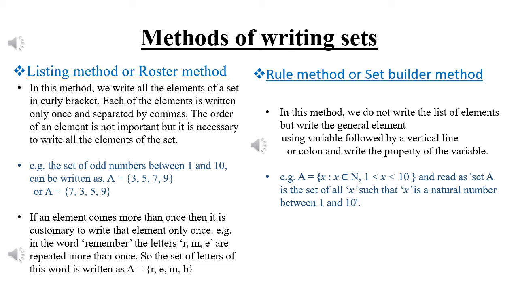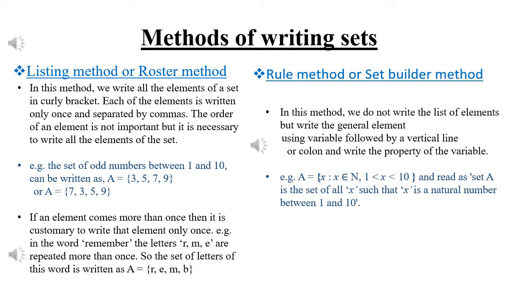I'll make it simple for you. Look at the example given here. A is equal to x, colon. Those two dots mean such that. You can also write a straight line instead of a colon, so it can be a vertical line or a colon. So I'll read again. A is equal to x such that x belongs to N, comma, x is greater than 1 but less than 10.